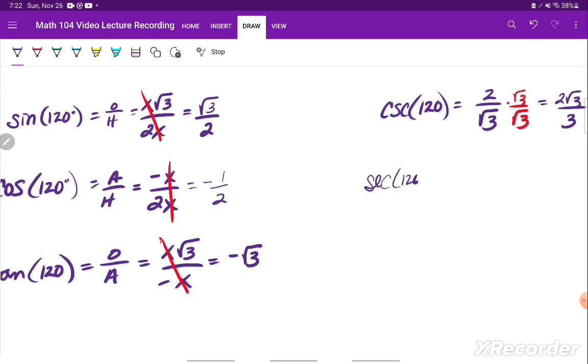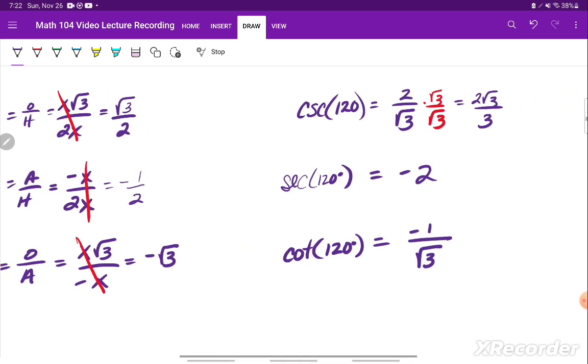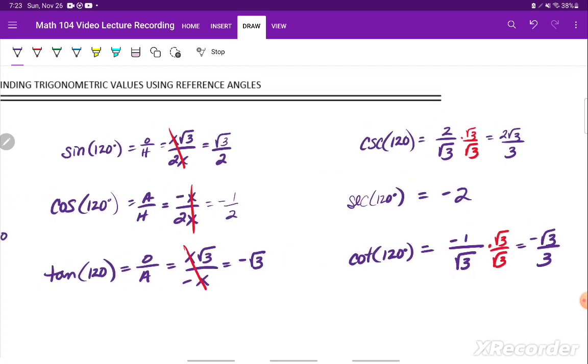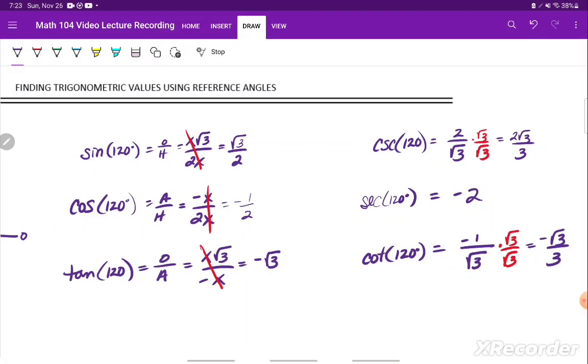Secant is the reciprocal of cosine, so secant of 120 degrees, that'll be negative 2. And cotangent of 120 degrees, it's going to be negative 1 over square root of 3, which will then rationalize. Simplifies to be negative square root of 3 over 3. And those are the exact values for our 6 trig functions when theta is 120 degrees.